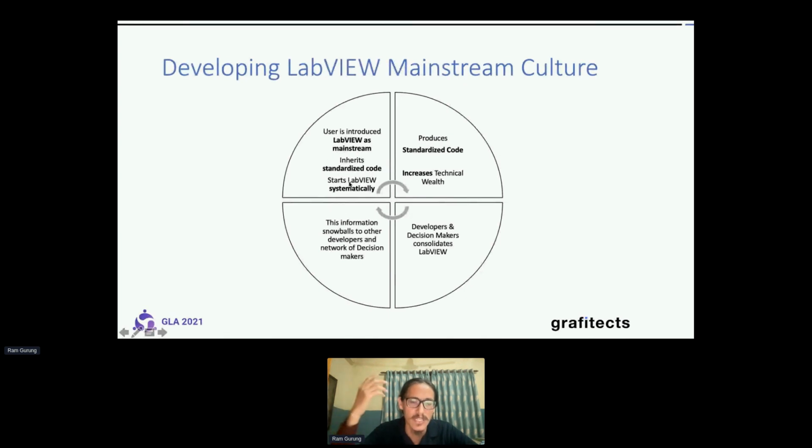Like I mentioned, they don't need to know about SMOREs or SOLID principles initially, but if they just follow the NI recommended guidelines very simply, I think that can do miracles. I think everybody can do that. It's not too much of a big deal. And this is going to produce standardized code. It is going to increase the technical wealth, and eventually it is going to cycle. People will develop trust in LabVIEW, and that's how it's going to be a win-win situation for NI, the developers, the customers, and consultants, everyone.